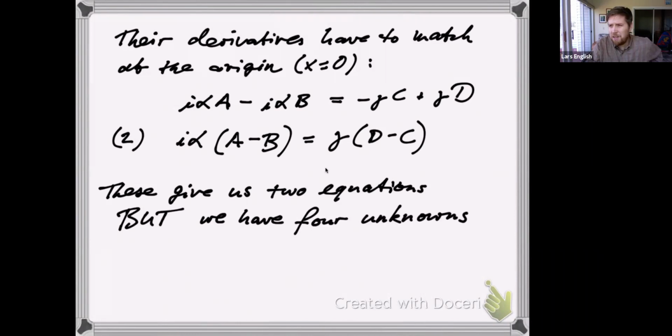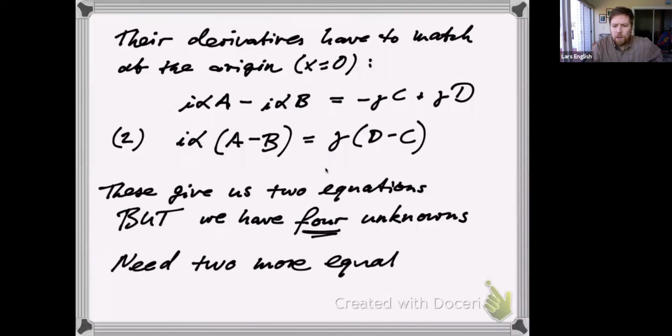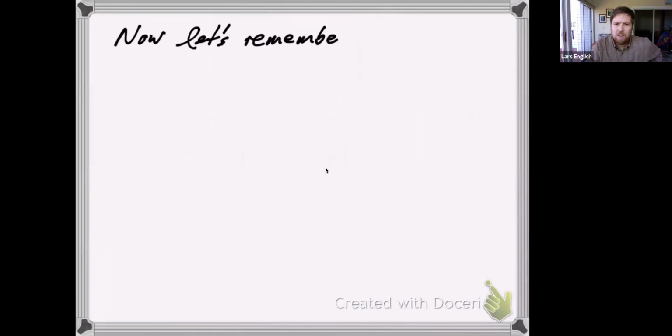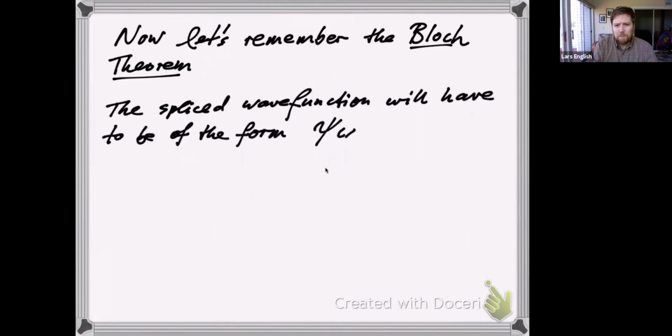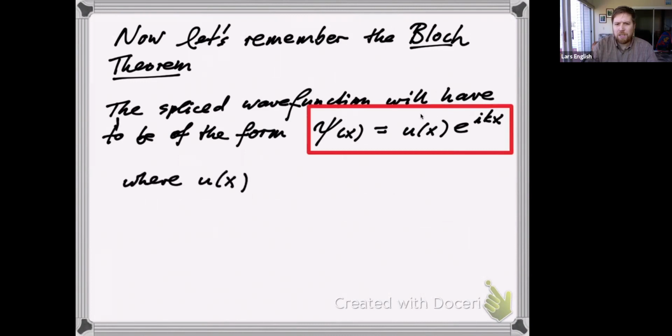And there's a number of ways we could go about it, but one thing is we have to bring in Bloch theorem. And so let me remind you what the Bloch theorem is. The overall solution, I'm going to call that the splice solution, has to have this form. There is a part here that is periodic, just like the potential, and then there is this part here that is not of that periodicity.